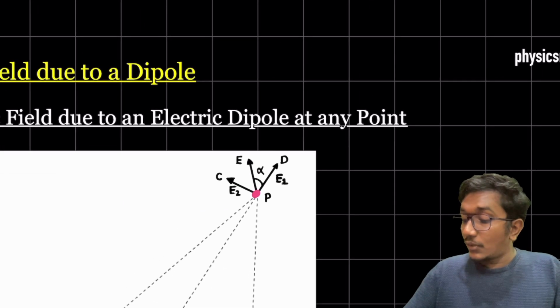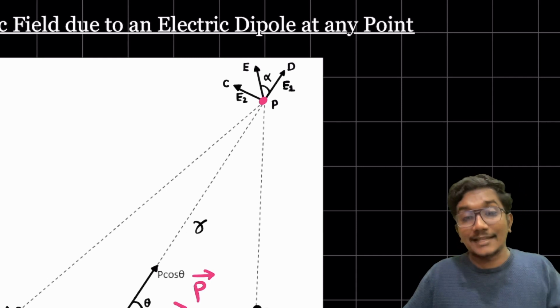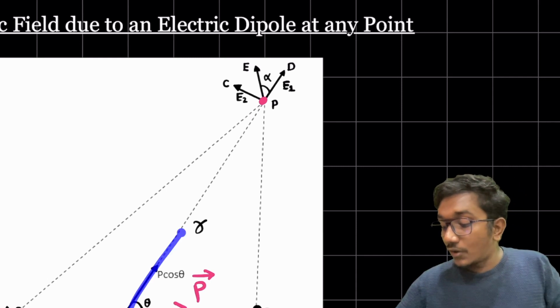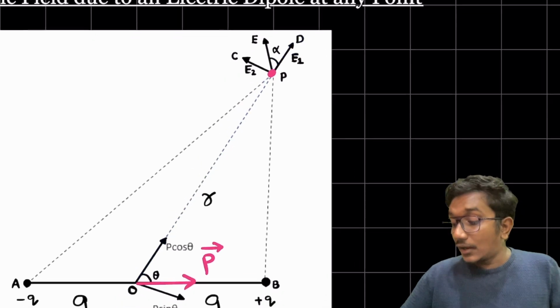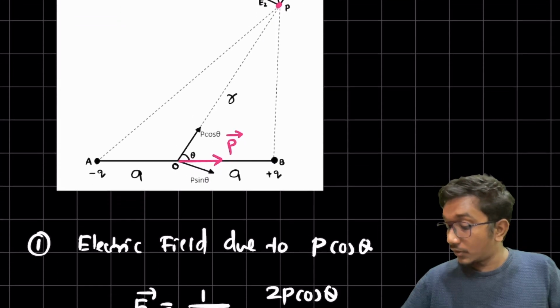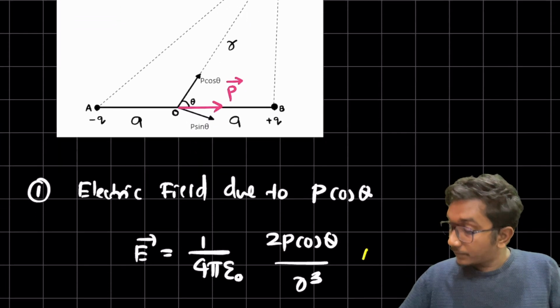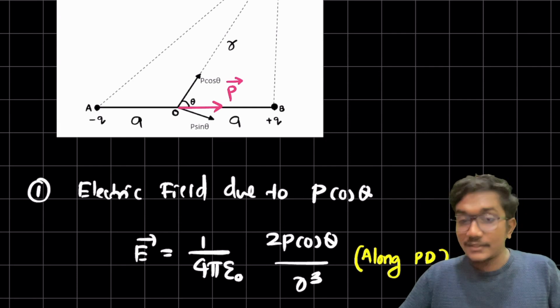Okay. So now you look at this. You can actually compare this with along the axial line. So it is along the direction of dipole moment. So that is sorted. Now you look at this. I would be giving the direction along PD, which is given there.